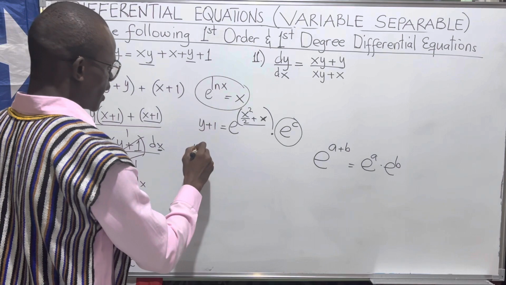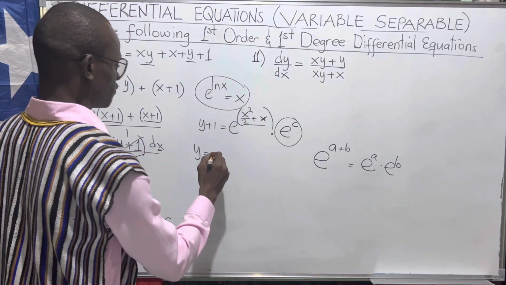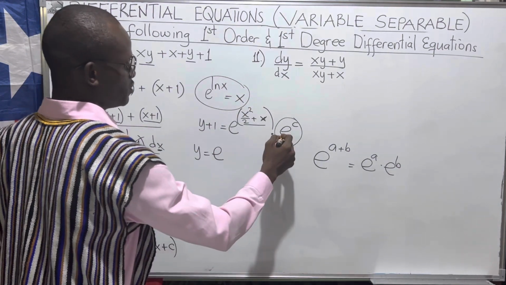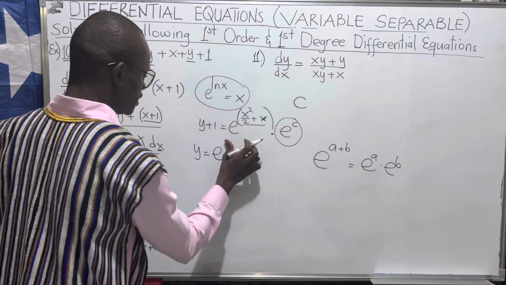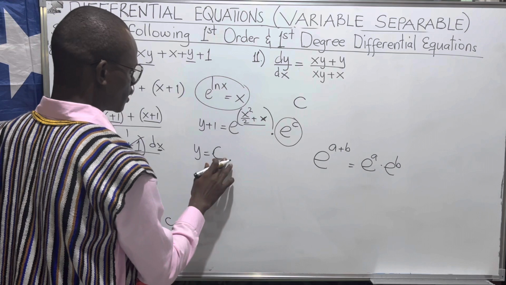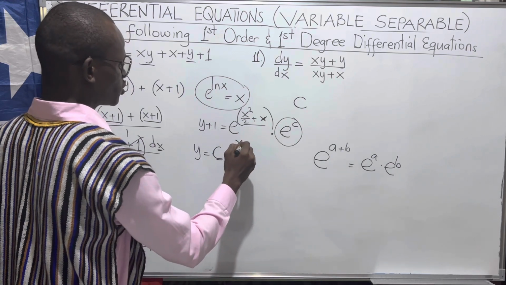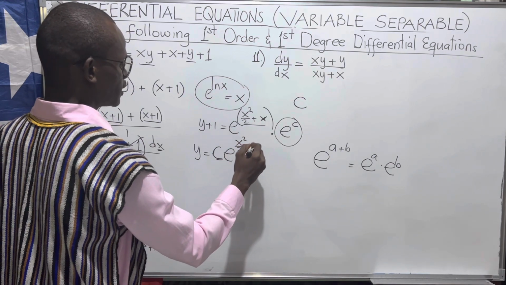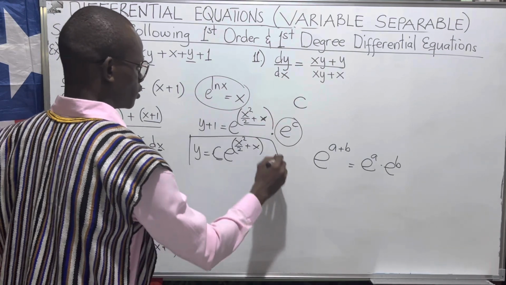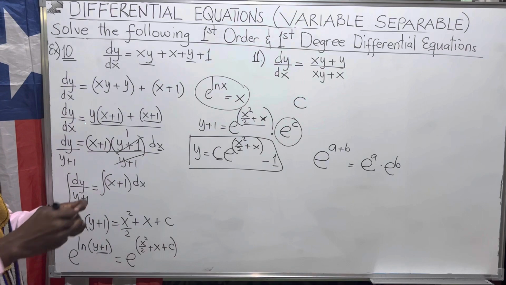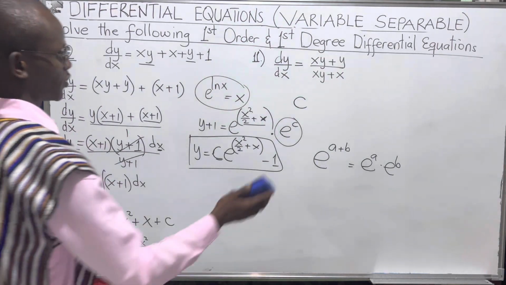So we want to solve for y now. We send this one across. We have e raised to the power c, we just rewrite it as c. So it will just be c times e raised to the power x squared over 2 plus x, and then minus 1. So this is our general solution for the first problem, question 10.